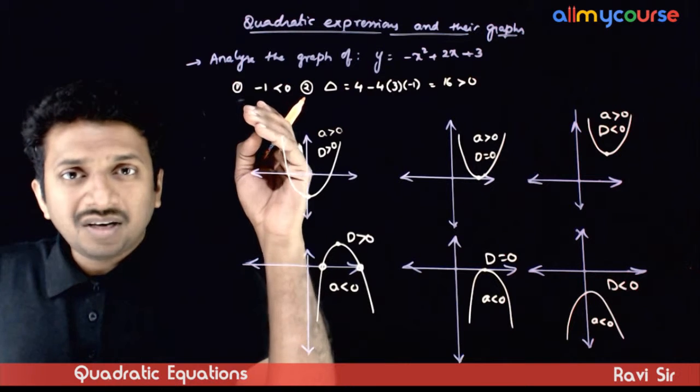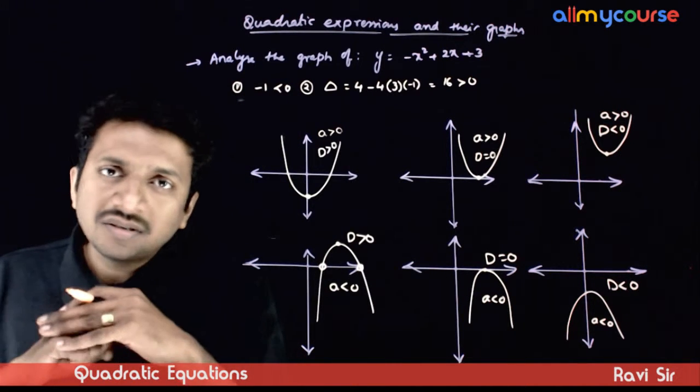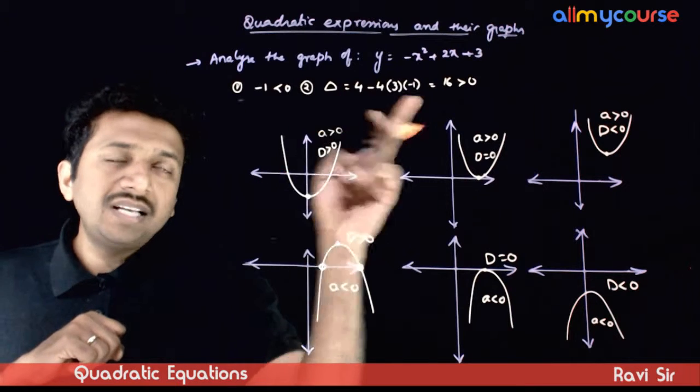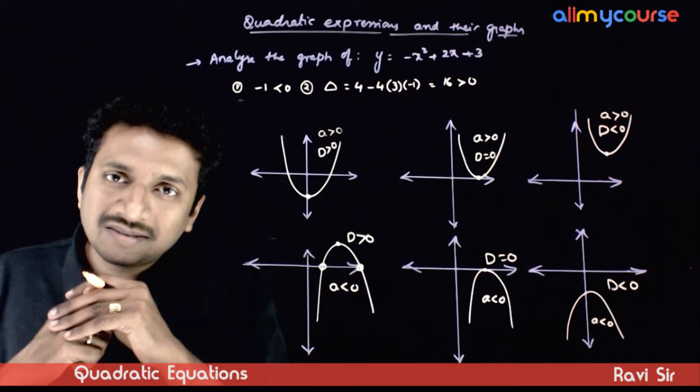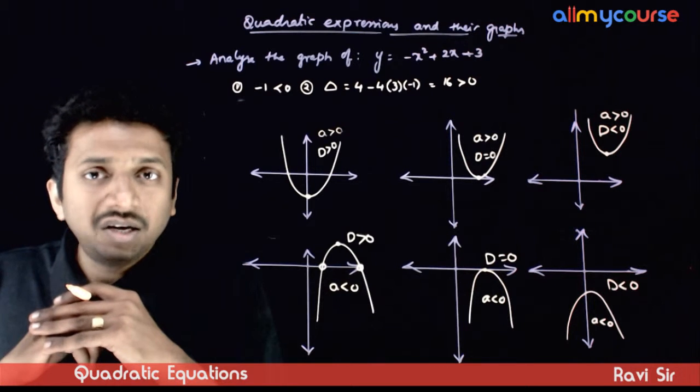The value of leading coefficient is negative, so we are looking at downward parabolas. And the value of delta is positive. That means it has two real roots. The equation has two real roots.